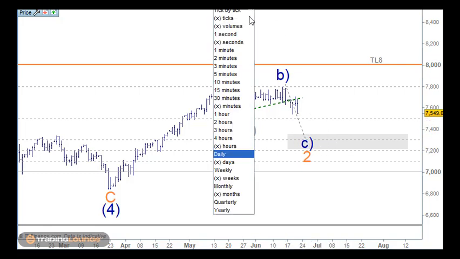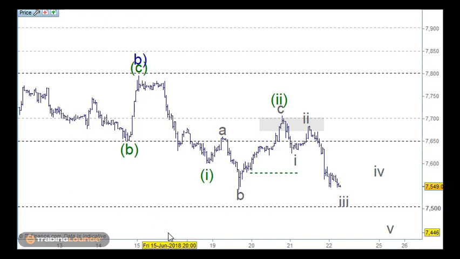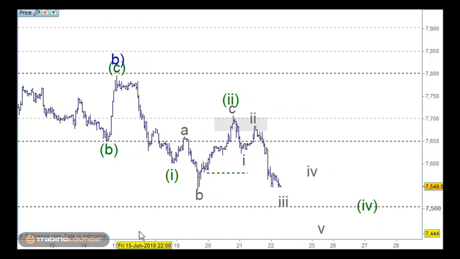So I'm just going to shoot through to the hourly chart and pick it up from this top here on wave B here. We're looking for 5 waves to the downside, and that's not counted correctly. It's just something I'm mucking around with. I've already done my homework on that.